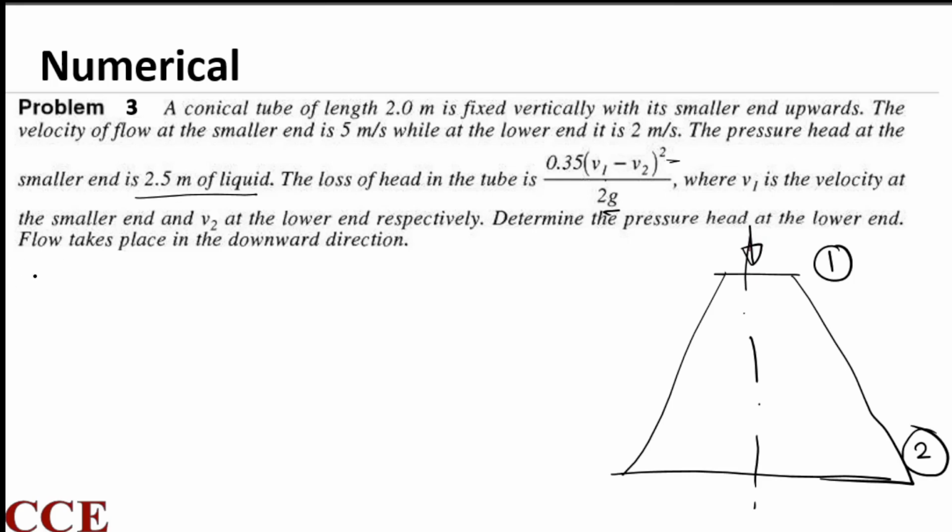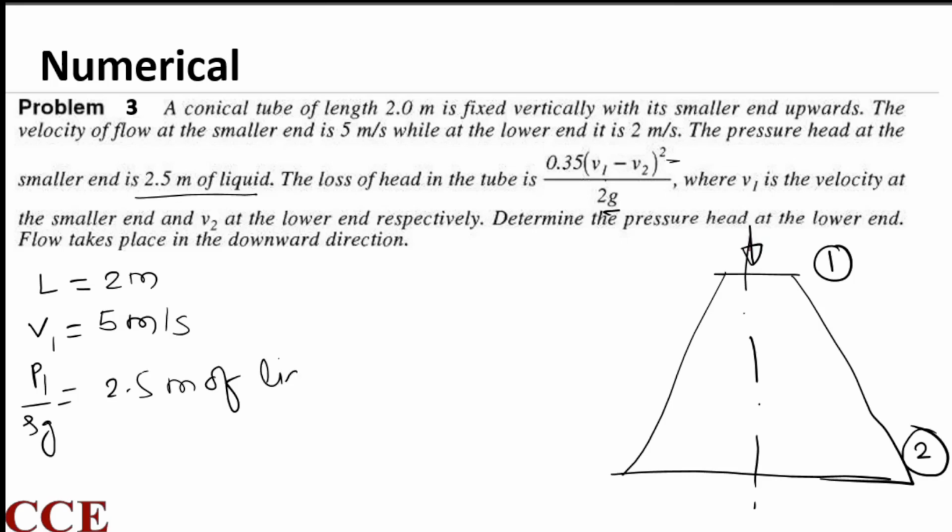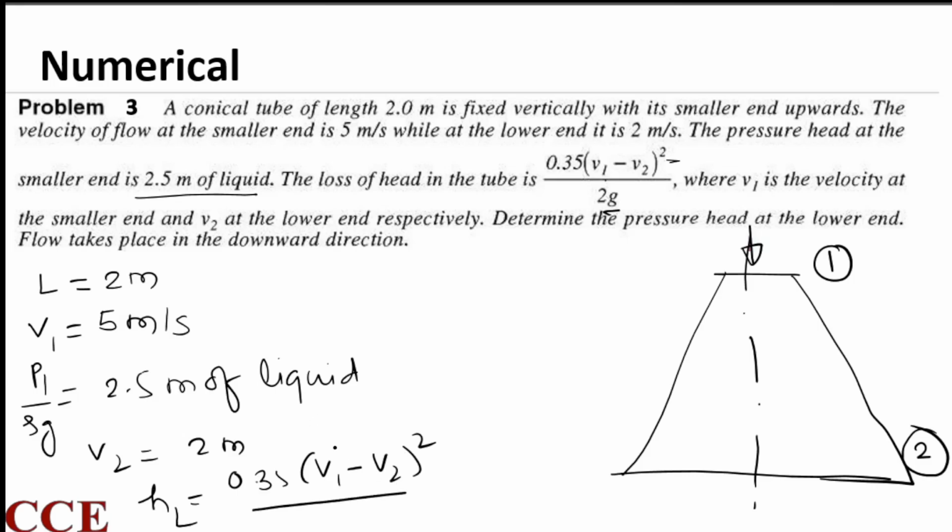So we'll put the values which are given in the numerical. L is given as 2 meter. V1 is given, so 5 meter per second. In the numerical, the pressure head is directly given, so P1 by rho g is equal to 2.5 meter of liquid. V2 is given as 2 meter per second. Okay, so head loss due to friction is 0.35 times (V1 minus V2) square by 2g.